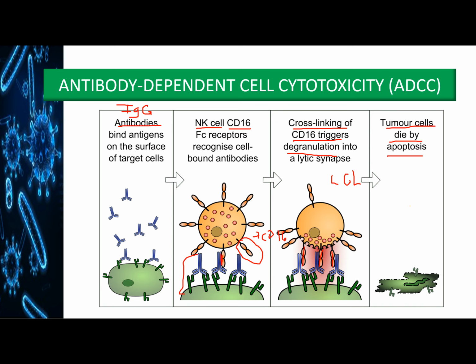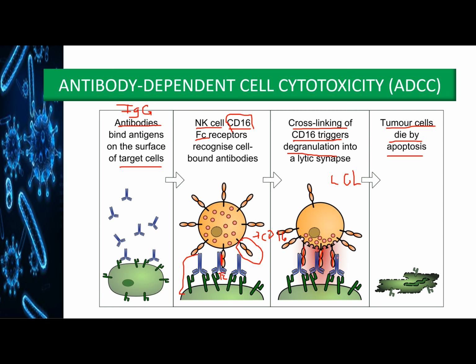So IgG would first bind to the antigens on the surface of the target cell. After that, your NK cell will arrive. Sa surface ni NK cell, merong CD16 Fc receptor. Mag-a-attach yan ngayon sa Fc region ng antibody. After that, class, magkakaroon ng cross-linking.